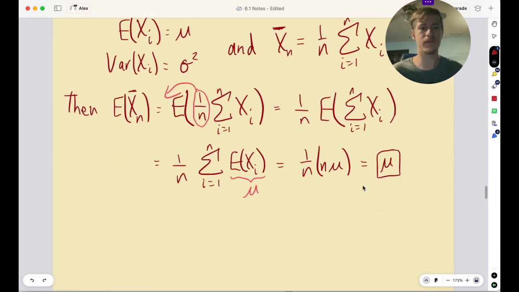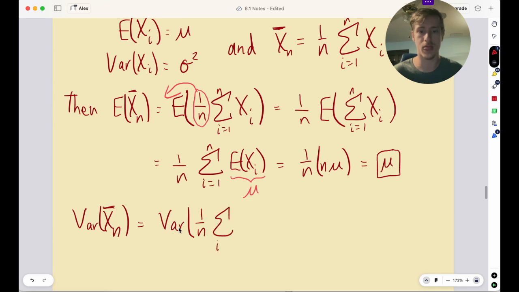Okay, what's the variance? It's going to be a similar calculation for the most part, but there's a catch. So this is still going to be the variance of 1 over n times the sum. Remember, with variance, you can still pull constants out, but you have to square them. So this still comes out, just have to make sure to square it. And then you have the variance of the sum.